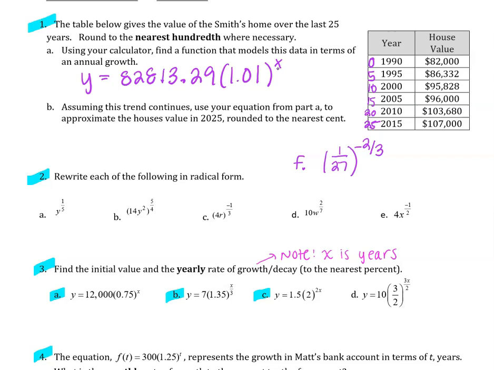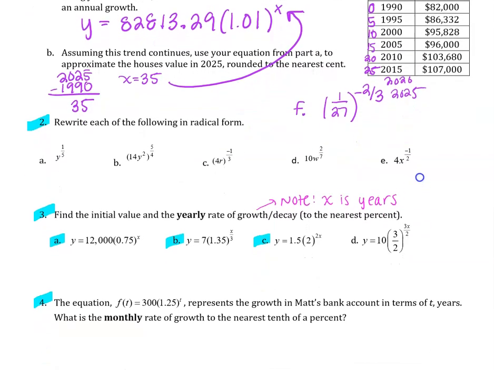Assuming this trend continues, use your equation from part A to approximate the house's value in 2025. So what you need to do is figure out how far 2025 is from 1990. Or you could even look out over here. Okay, 2015, then there would be 2020, 2025. So that's another 10 years. So from the original, that's 35 years. So that means we're just plugging x in for 35 in the original equation, and then rounding. So I'll leave that for you guys to do. You just plug it in your calculator.